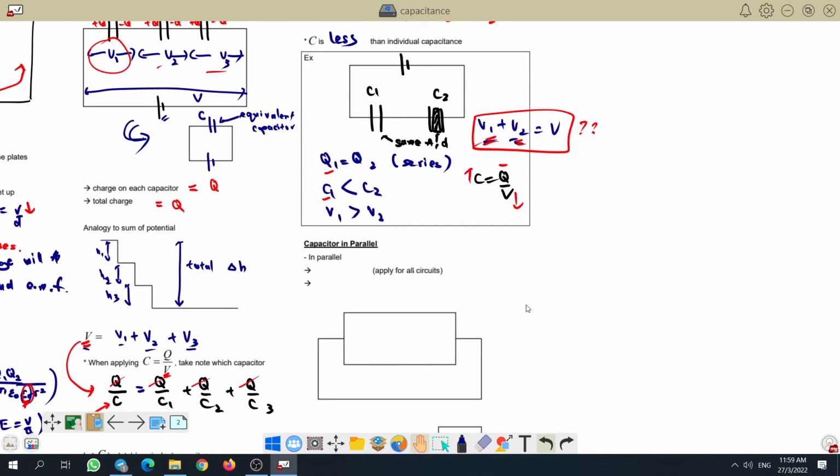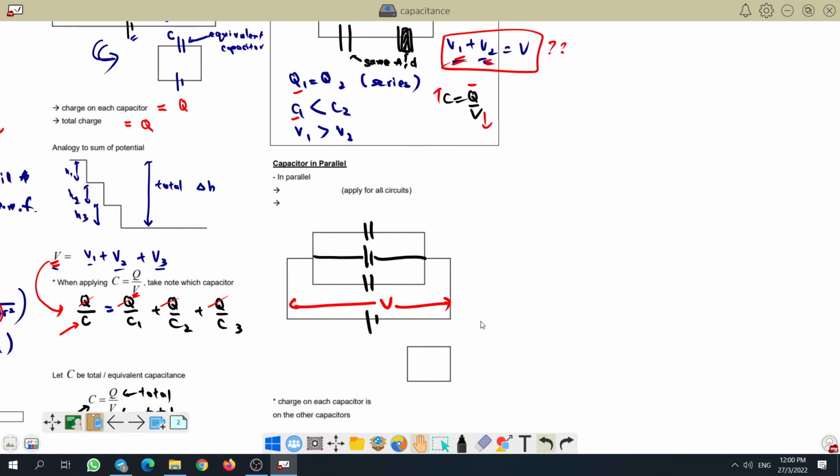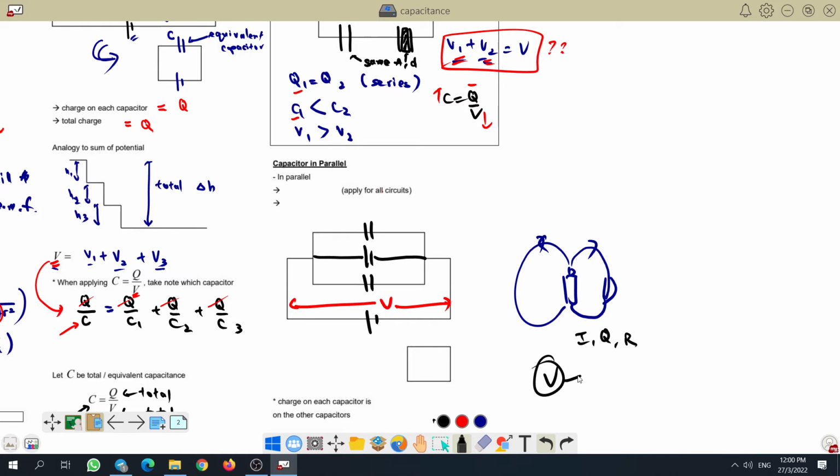How about in parallel? Same as for the parallel resistor. What is the most important concept? When you have a battery and you connect one resistor, a certain I comes out. You connect another resistor, what is the same? It's not the charge, it's not the I, it's not the Q, it's not the R, it is the V. Because V itself refers to work done, but in this case it is the energy supplied per unit charge.